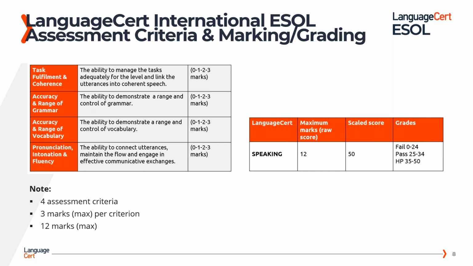In order to be successful in their spoken exam, candidates need to attain a minimum of 50%. That is at least 6 marks out of 12, or 25 out of 50. As you can also see in the table here, if candidates do exceptionally well and collect 35 marks or more out of 50, then they are awarded a high pass.